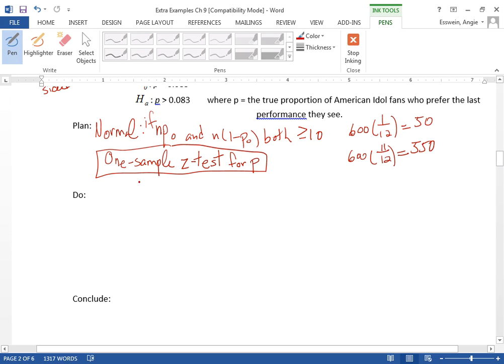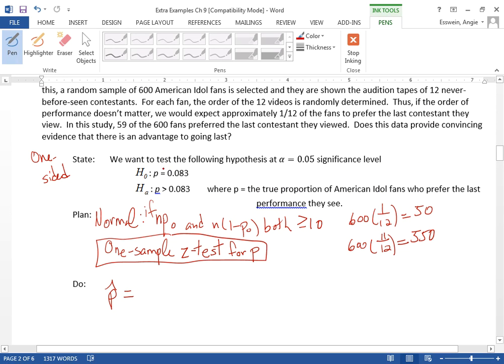Okay, so now we're going to calculate, I'm curious anyway, the first thing I want to know is what is p hat, because how far away is it from 0.083? And I can't tell that easily as a fraction. So the first thing I want to do is do 59 over 600 and see what I get. And so you get 0.098.